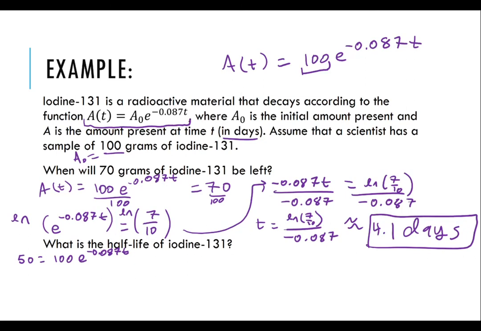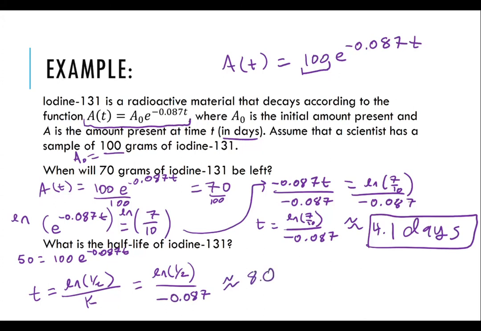Or if you're a formula memorizer, that's perfectly fine. You can use the fact that t is equal to the natural log of 1/2 divided by k. We know that k is negative 0.087, so that's the natural log of 1/2 divided by negative 0.087, or I get that this is approximately 7.96, which becomes 8.0 days. And so that's the half-life. After 8.0 days, this sample will only include half of its original iodine-131.